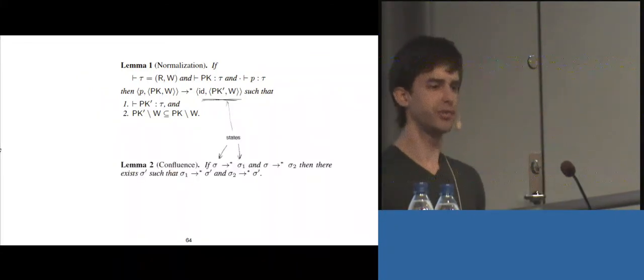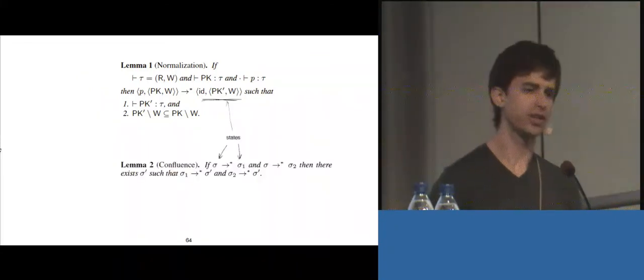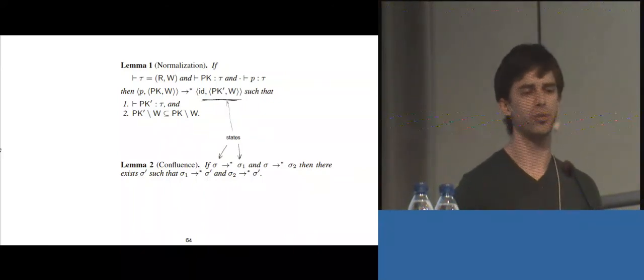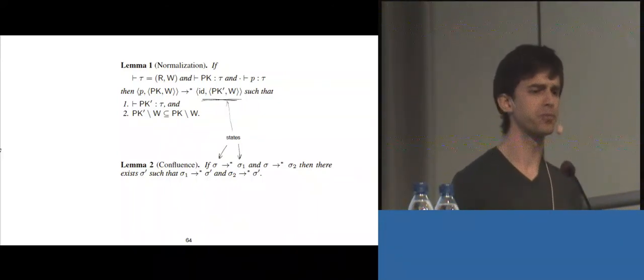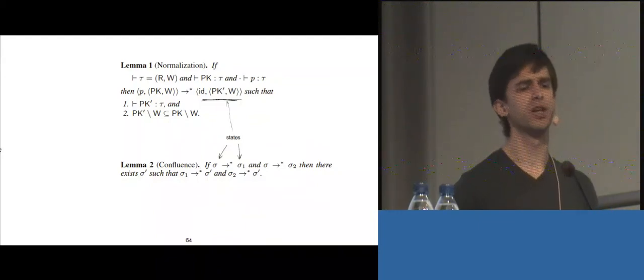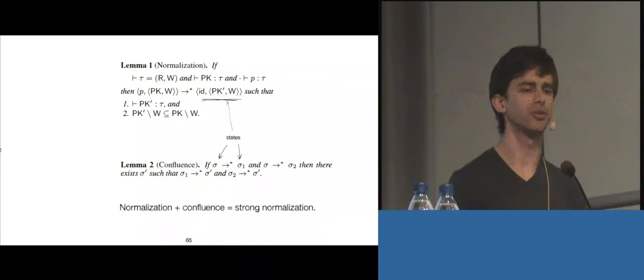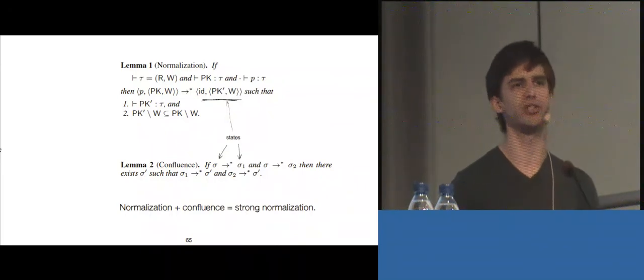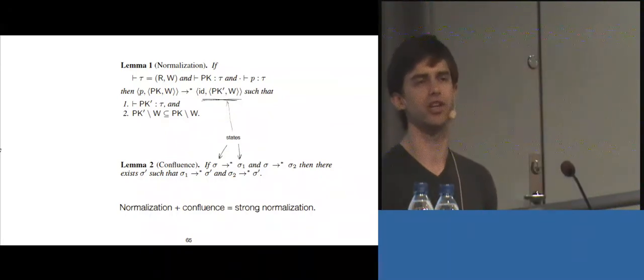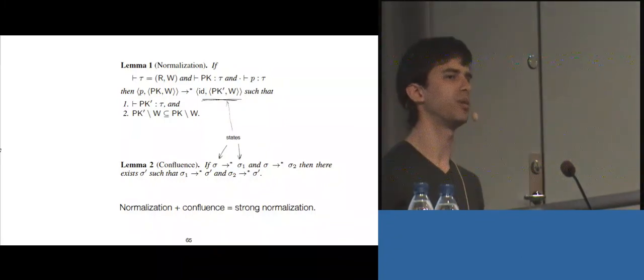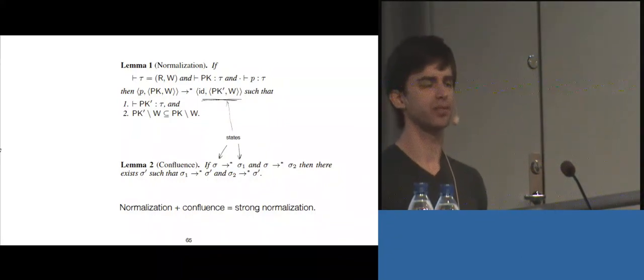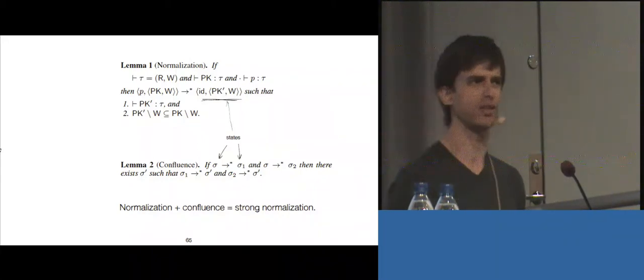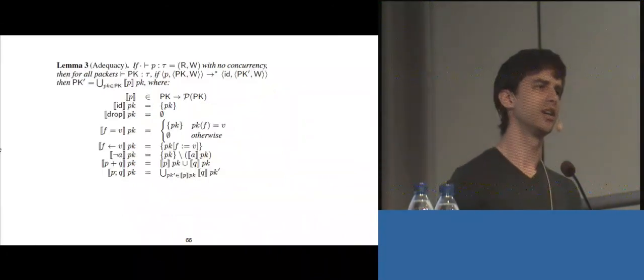We've also proved confluence. So again, operating over packet states, if sigma steps to sigma 1 and sigma also steps to sigma 2, then there exists some other sigma prime such that sigma 1 and sigma 2 both step to sigma prime. And so together, normalization and confluence give us strong normalization, which is that for all well-typed policies and all well-typed packet sets, the policy produces a unique packet set. And this is kind of what you would expect for an actual switch. We want these things to be deterministic, and if they weren't, that would be cause for alarm, perhaps.